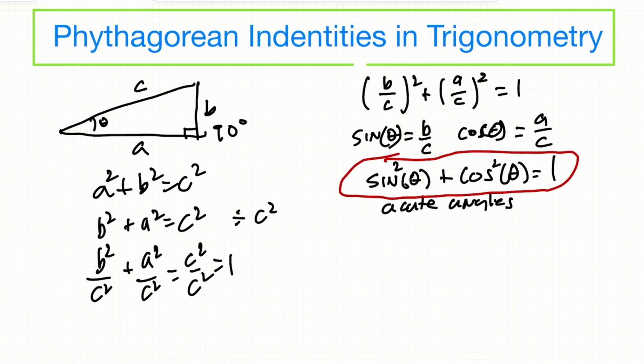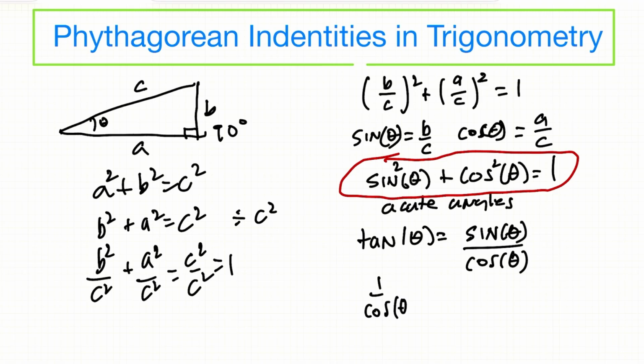Now we can derive this a little bit further and make some more observations here. What we're going to use is some previous relationships. The tan of theta is equal to the sine of theta divided by the cosine of theta. And we also know that 1 over the cosine of theta is equal to the secant of theta. So, I'm going to continue on the next page on this.